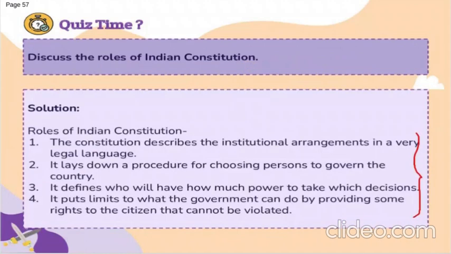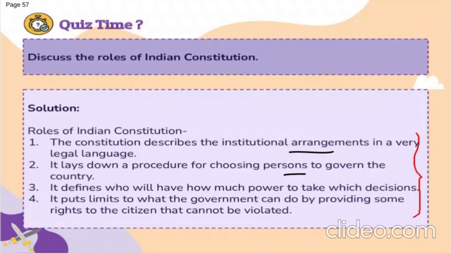What are the roles in our Constitution? First, the Constitution describes the institutional arrangements in very legal language. How the institutions will be made and how they will work is not informal, it is very formal and legally written. It lays down a procedure of choosing persons to govern the country. Presidents, prime ministers, chief ministers are all chosen in a specific way. How will they be chosen?